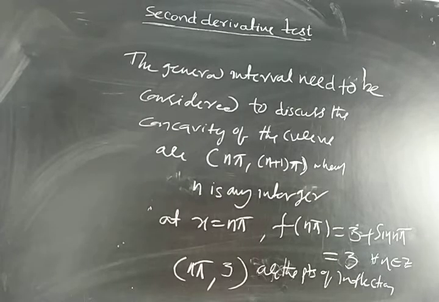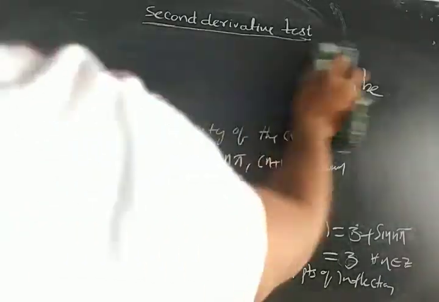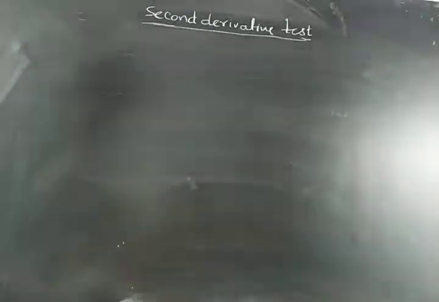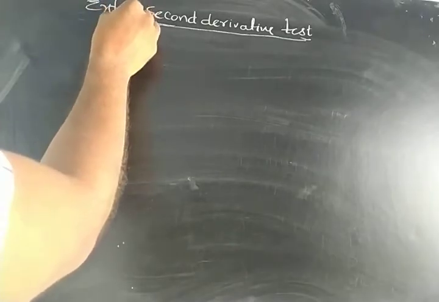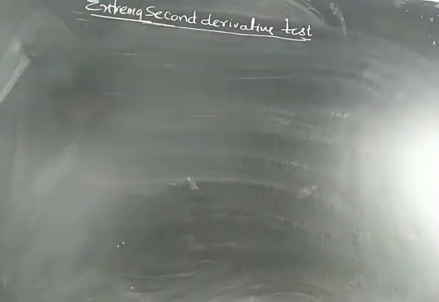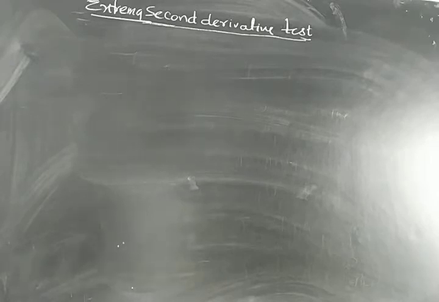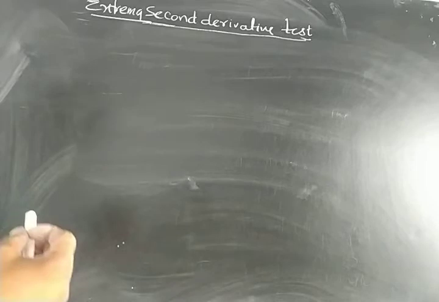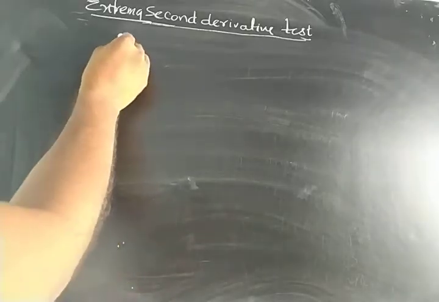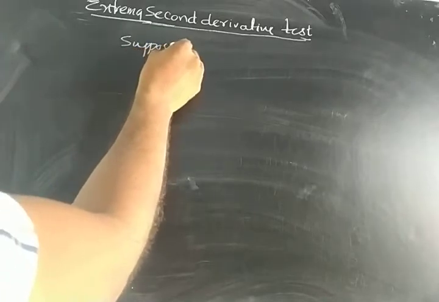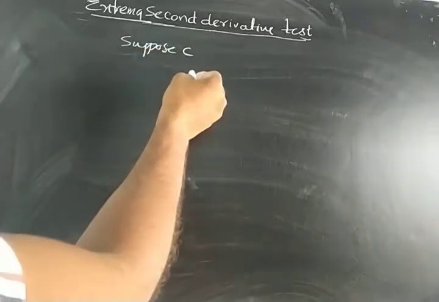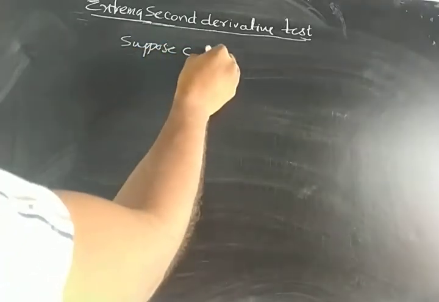Now extrema using the second derivative test. Extrema means local minima and local maxima. How do we check extrema using the second derivative test? Extrema means locating the minimum value and maximum value. So write the theorem, the second derivative test theorem statement. Suppose c is a critical point.